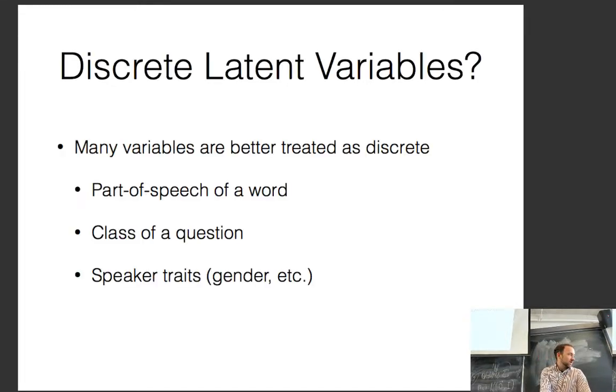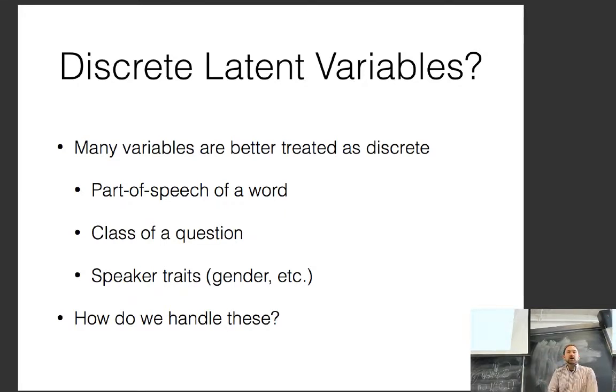And what do we mean by discrete latent variables? So many variables are better treated as discrete. For example, the part of speech of a word or the class of a question or speaker traits or whatever else. So instead of having a vector that treats these kind of in a fuzzy way in continuous space, you might want these to be made very explicit. And you can do this by having your variables be discrete. So how do we handle these?